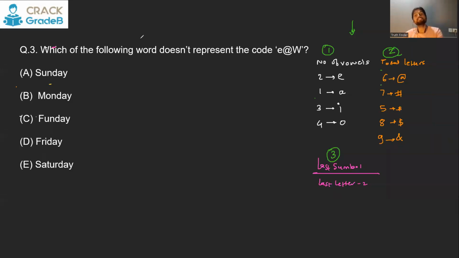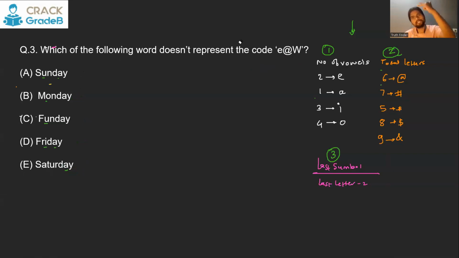Which of the following words does not represent the code E at the rate W? E here means the number of vowels, so it should have 2 vowels. This has 2 vowels, this has 2, this has 2, this has 2, and this also has 2. Whereas this one has 1, 2, 3 vowels. So if the code starts with E, it has to have 2 vowels. Because this does not have 2, it has more, that means it cannot be the code for Saturday. Easy. Let's see the next one.